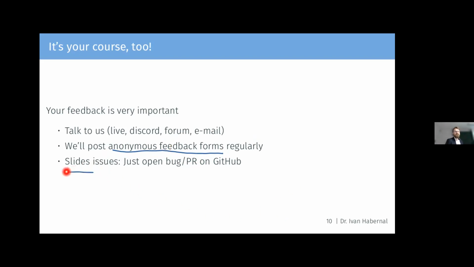And the same for slides. If there are issues, typos, whatever in the slides, it's LaTeX. So who doesn't know LaTeX here? I'm just curious. Fine, okay, cool. So the majority, great. If you see something wrong in the slides, who doesn't have a GitHub account? Everybody has one? Okay, that's brilliant. So whatever you see is wrong here, just open an issue on GitHub, any feedback, issue or pull request, whatever, that would be really awesome.